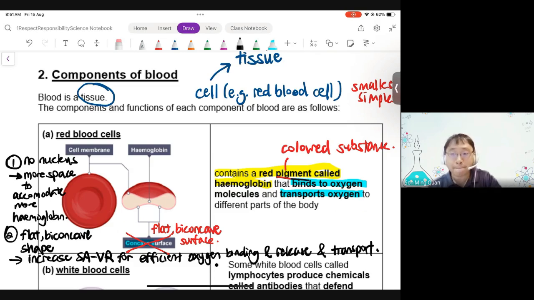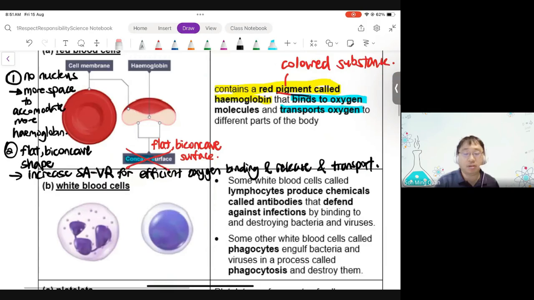Okay, now the next type of cells in the blood, which is not in the textbook sadly, is white blood cells. Now, white blood cells are very easy to identify, even without a colored diagram. You can identify white blood cells in blood super easily. How do you tell?